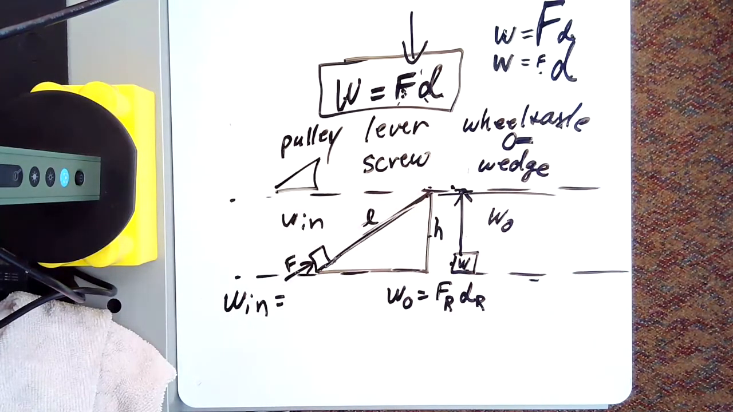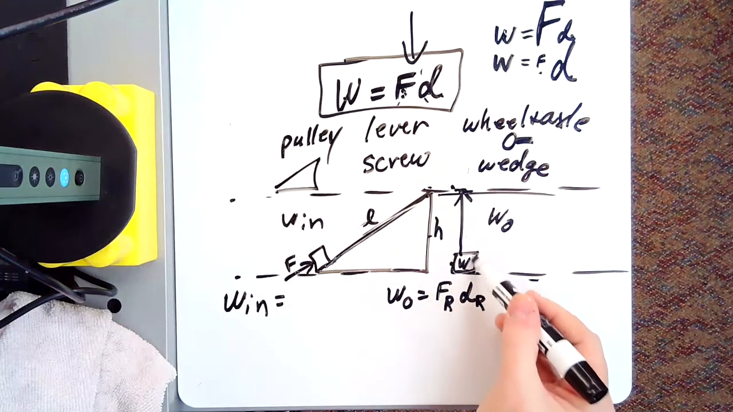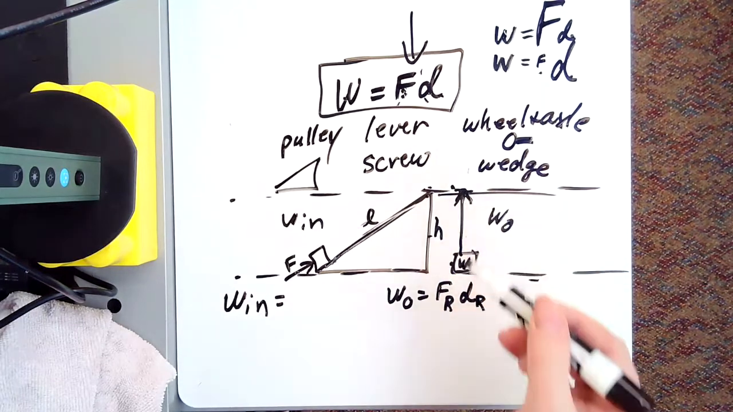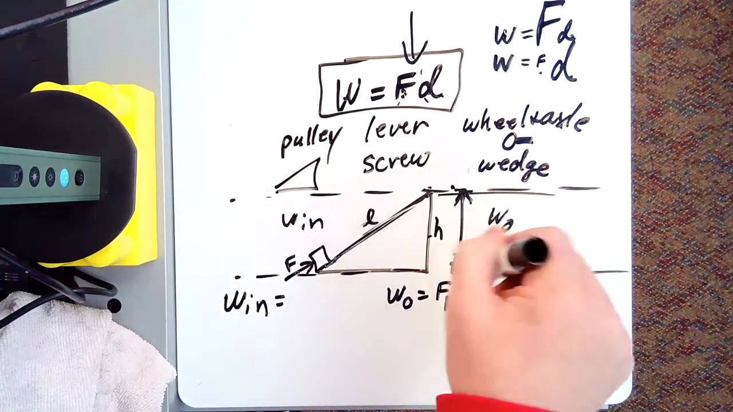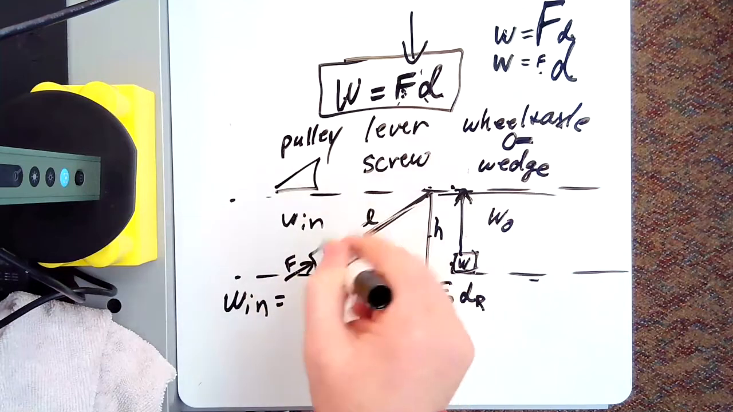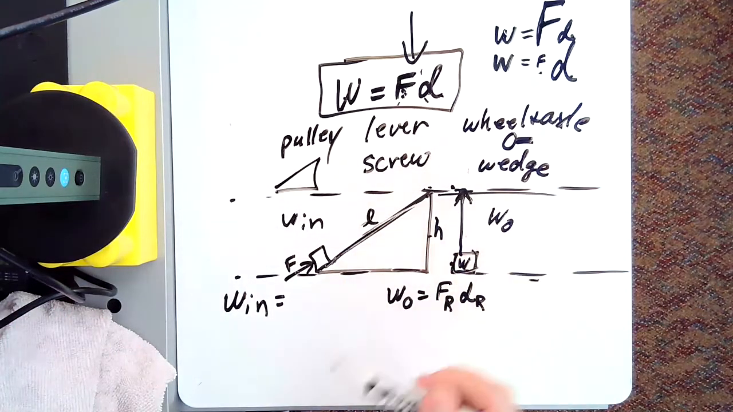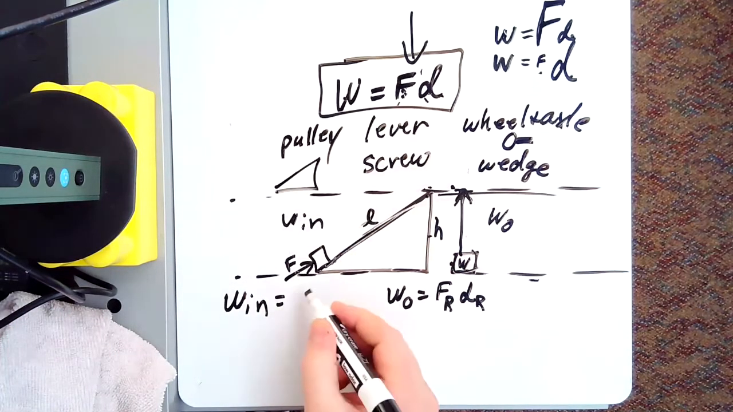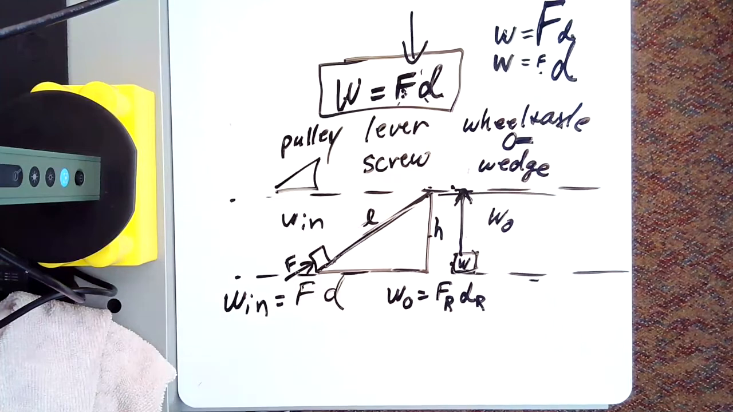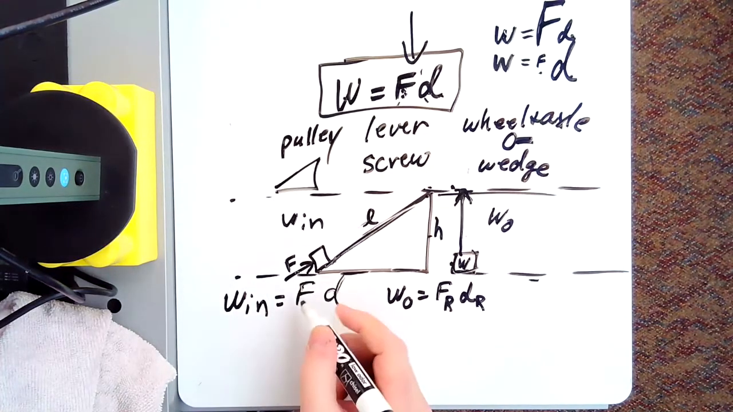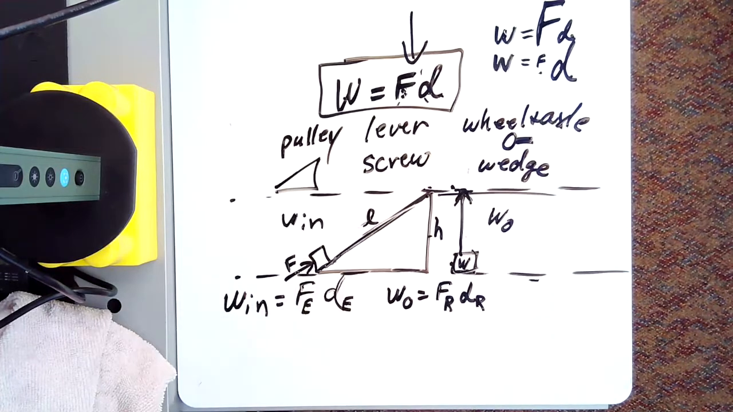The overall accomplishment was it took a weight and lifted it that high. That's the work output. That's what got accomplished. Here's what you did. You put into it so that you could get that to be accomplished. So your work input is also F times D, right? But we need a different subscript. And the subscript we use is E. You know what the E stands for?